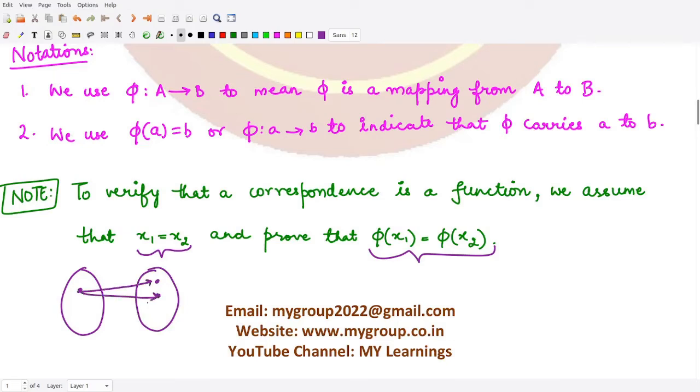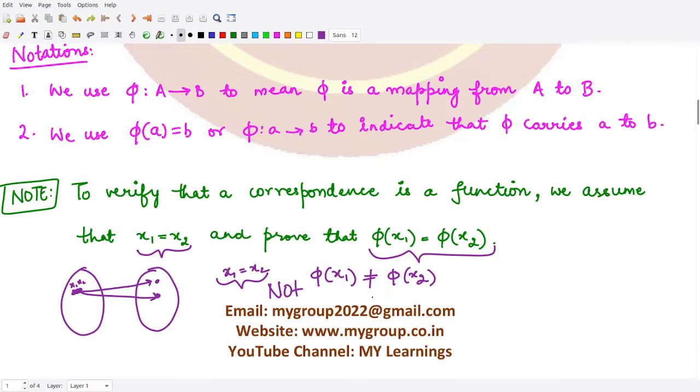So that means to say that if you have x1 equal to x2, you are basically taking the same element. This is x1 and this is x2, and they are basically the same elements. Because we are taking them to be equal elements, for these two equal elements, if you are having two different images, then we would have phi of x1 as one thing and phi of x2 as a different thing. So they are not equal to each other. If this is so, then this would not be a function, right?